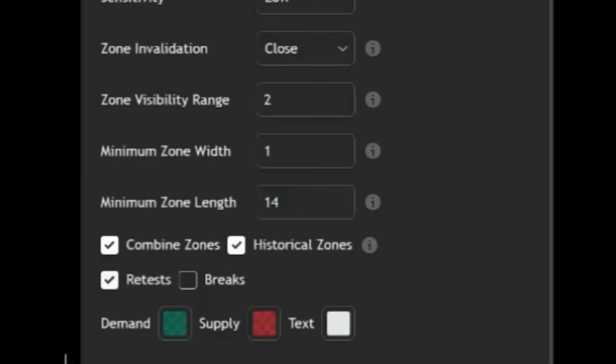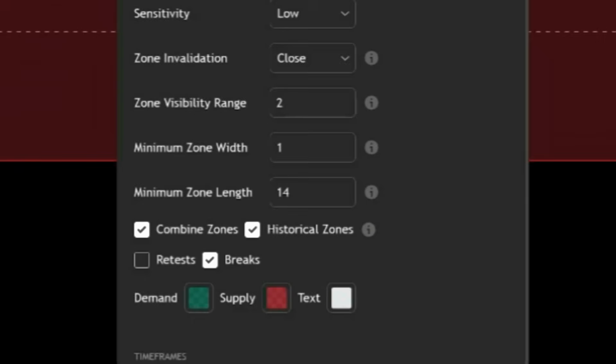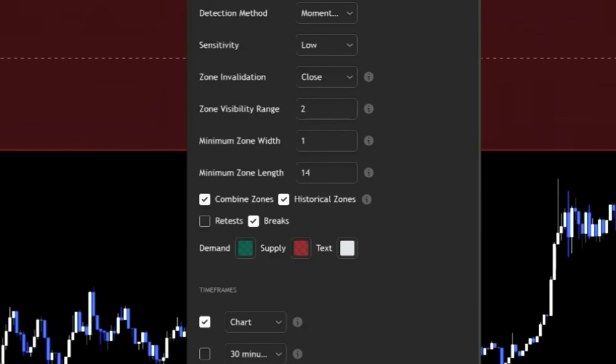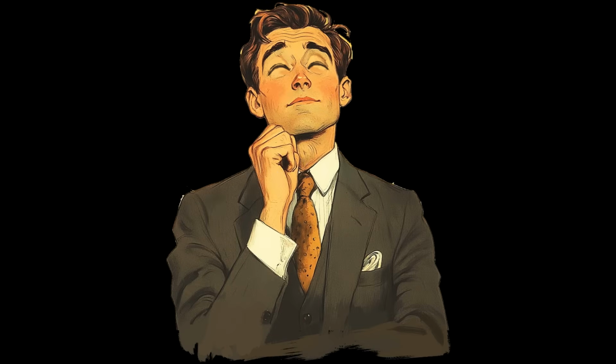Now here's the most important change for the strategy. We're trying to trade in the same direction as the main market trend. So to do that, I'm gonna go in and disable the retest signals and enable the breaks option instead. So what does that actually change? Now we're focused on breakouts.